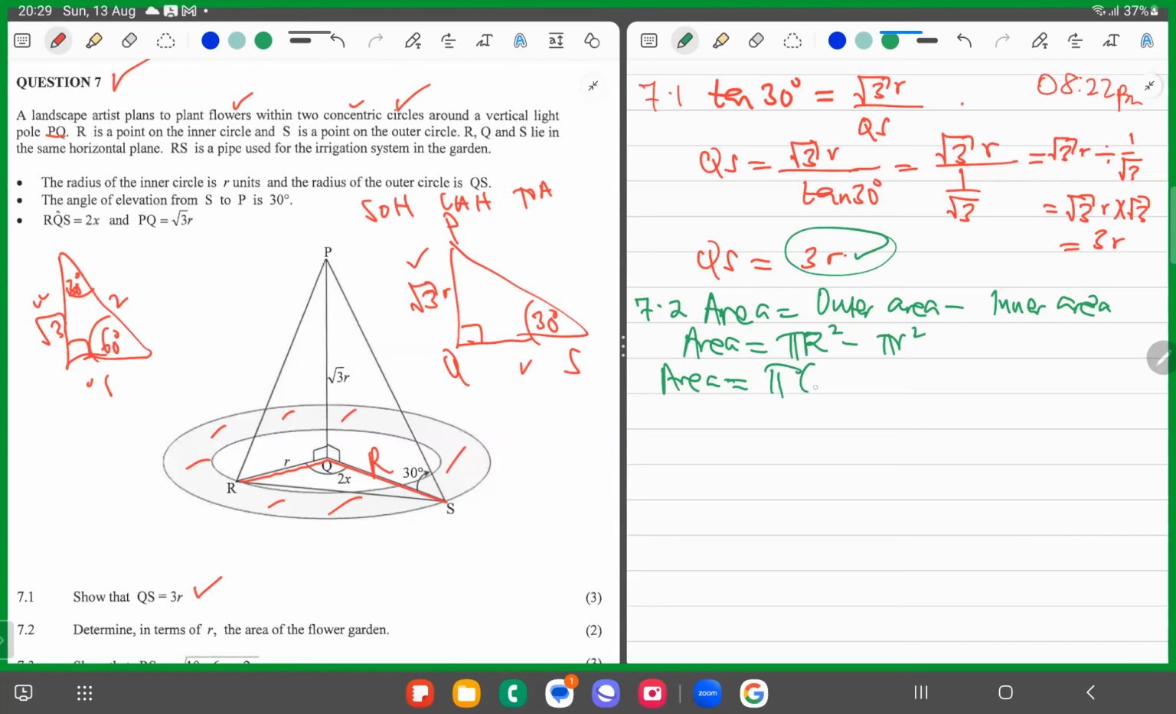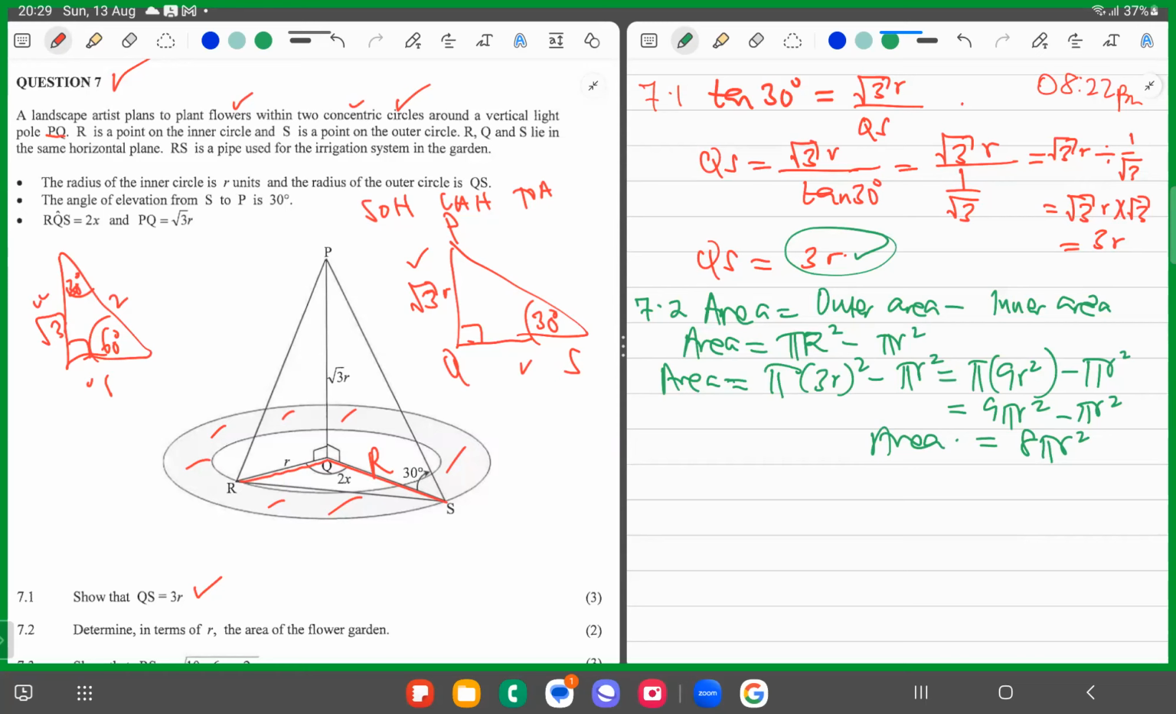QS we've just found is 3r. So pi into 3r squared minus pi r squared. Squaring 3 gives 9 pi r squared minus pi r squared, which means 8 pi r squared. So the area is actually 8 pi r squared. That is something you need to note.